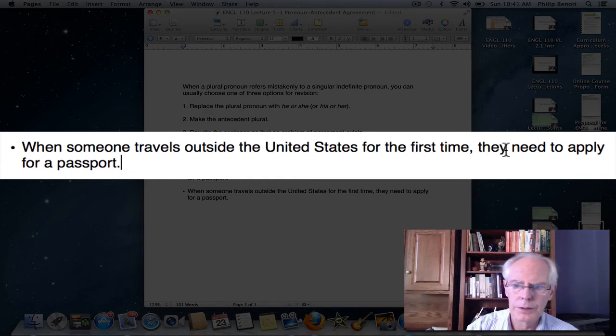So using the first example, first rule up there of how to fix this, we can just take they. Let's try it again here. Let me get the whole thing highlighted.